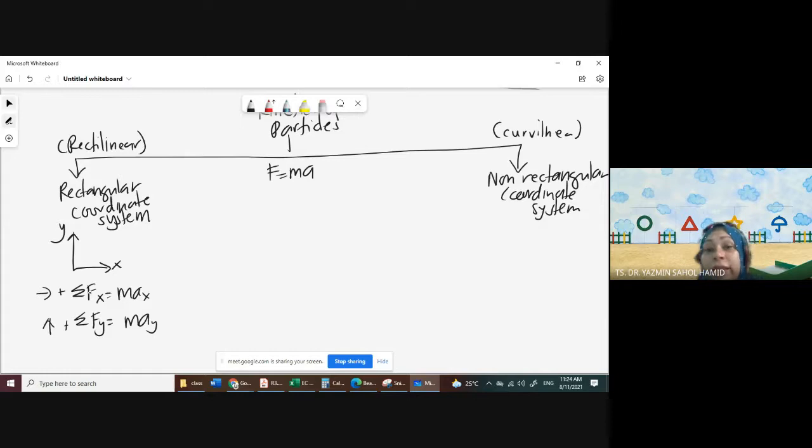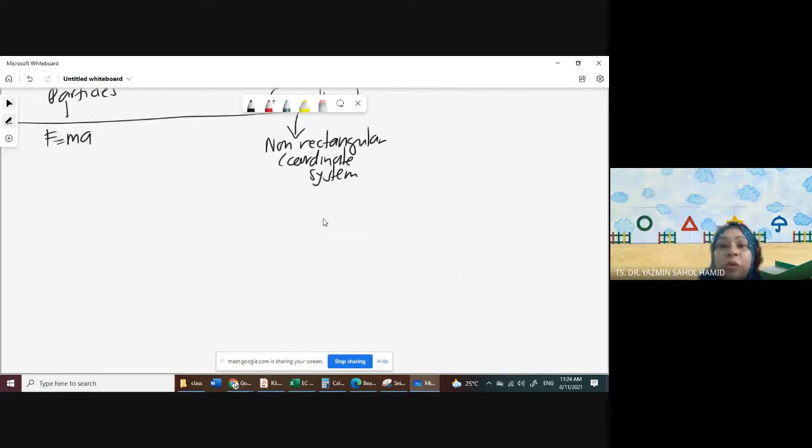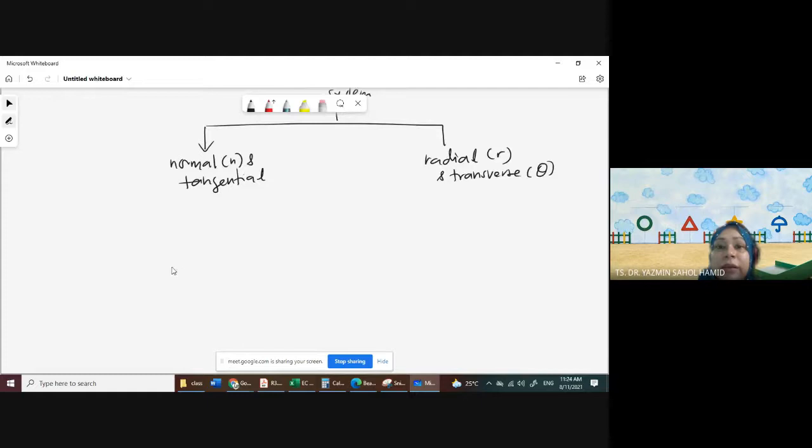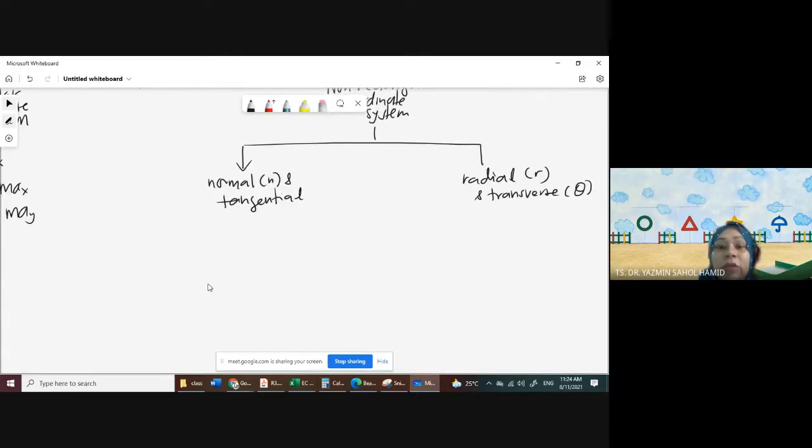For the non-rectangular coordinate system, we will also be using the same thing that we learned before. Do you remember? One is the normal and tangential, and the other one is radial and transverse. So you remember that. Now, the normal and tangential.